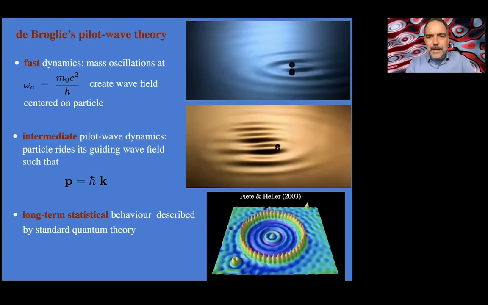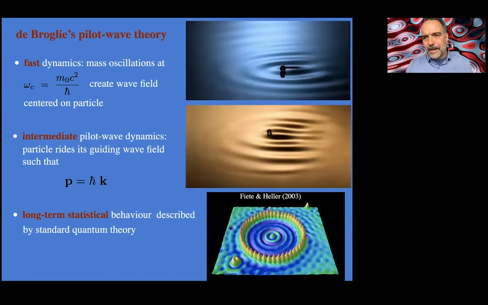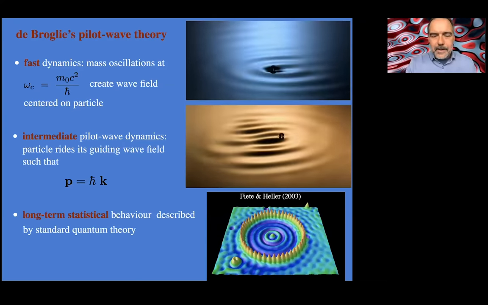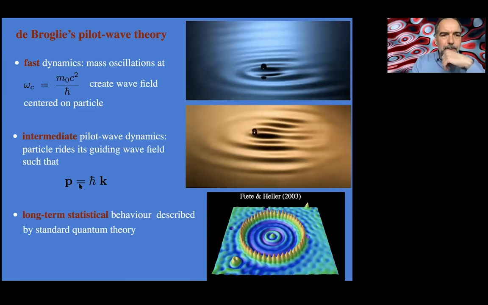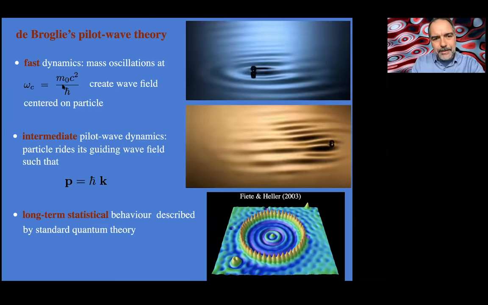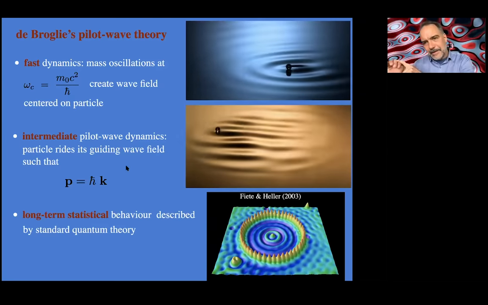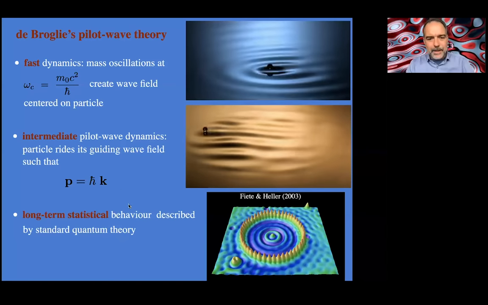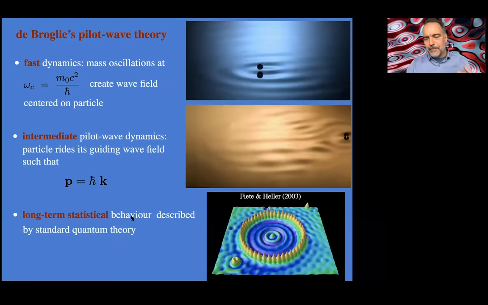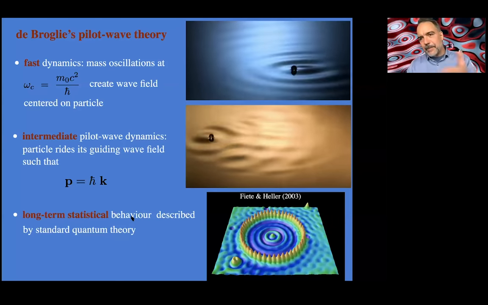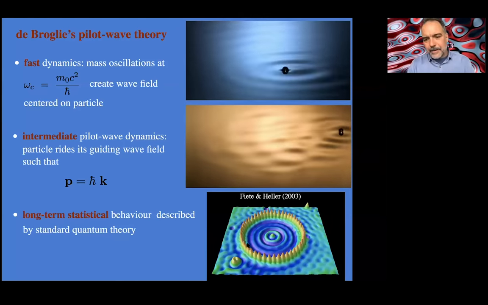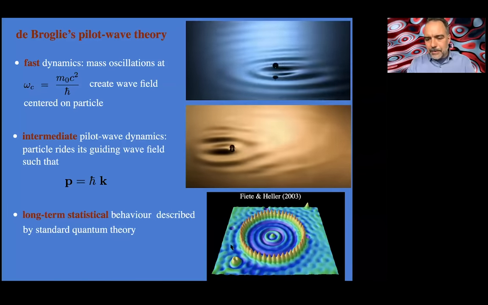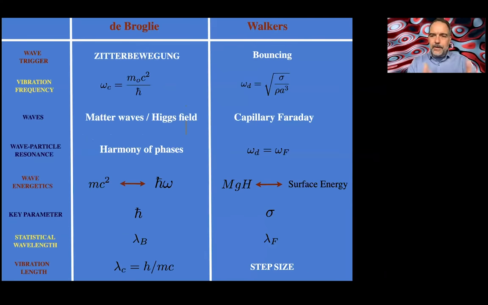Okay, but he had this physical picture, which is very similar to that manifest in the bouncing drop experiment. So you have high frequency oscillation at constant frequency. You have this pilot wave dynamics. If you have a monochromatic wave, then you get p equals h bar k. Then he imagined but never showed that this sort of dynamics would give rise to the statistics predicted by standard quantum theory. Okay. So there is a clear map between de Broglie's mechanics and ours.